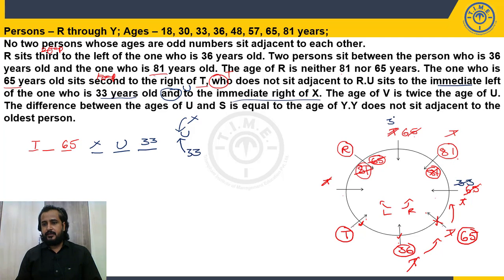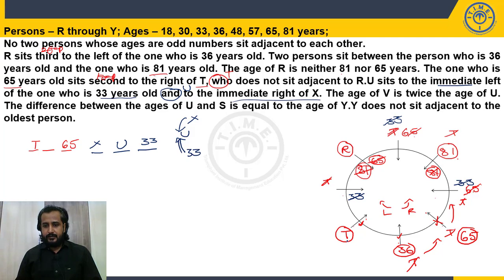Even this cannot be 33. So let's see where we can take 33 and XU in consecutive positions. Now can I take 33 here? Can I take 33 here? Let's check this place. If it is 33, immediate left should be U. Is it possible? No.